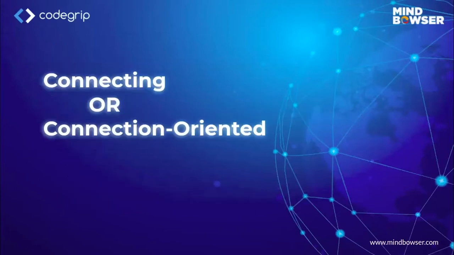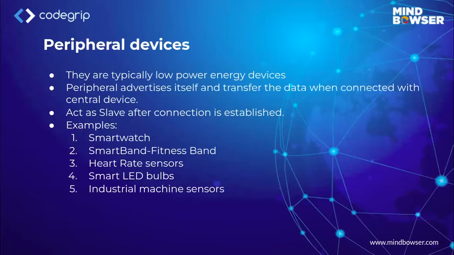Now the second role is connection oriented, or connecting. In that there are two kinds of devices. One is peripheral devices, and the second one is central devices. So now I'm going to explain about the peripheral devices. The peripheral devices are low power energy devices, and they can be scanned by the central devices.